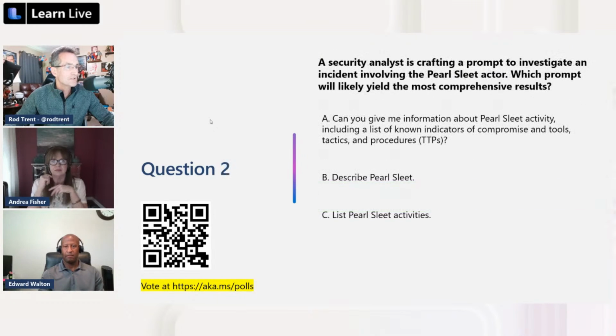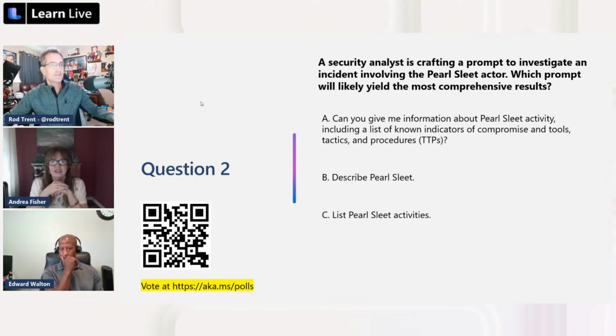We have question number 2. Andrea, would you like to cover this one? Sure. So a security analyst is crafting a prompt to investigate an incident involving the Pearl Sleet actor. Which prompt will likely yield the most comprehensive result? A, can you give me information about Pearl Sleet activity, including a list of known indicators of compromise and tools, tactics, and procedures? B, describe Pearl Sleet. C, list Pearl Sleet activities. Now remember, all of these are valid. Which is going to give you the most comprehensive results?